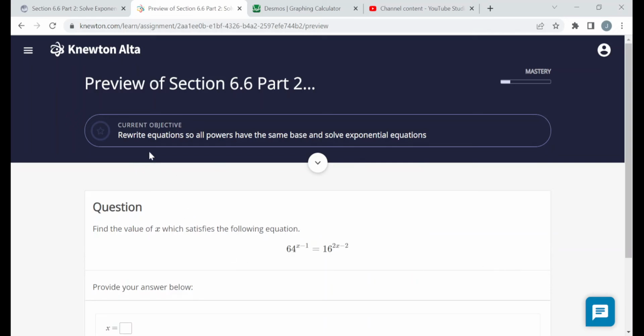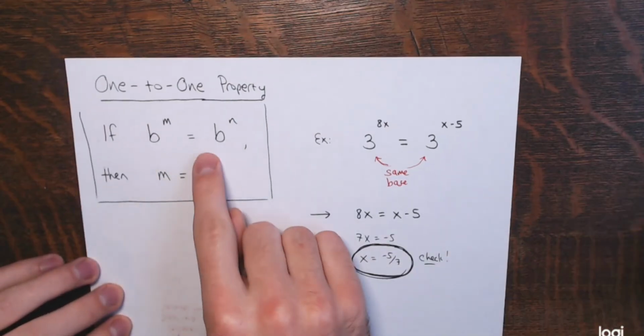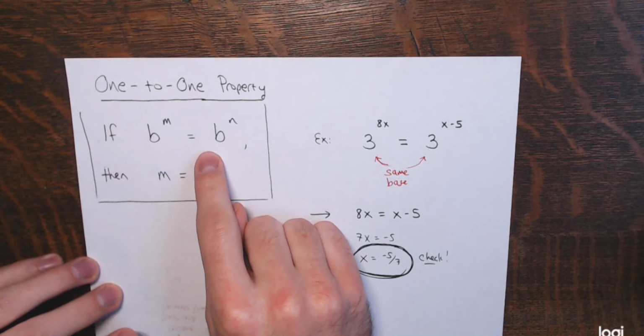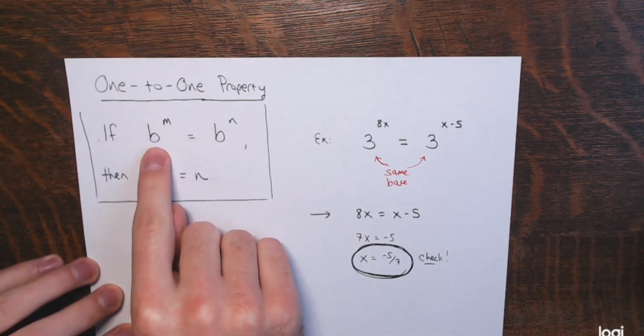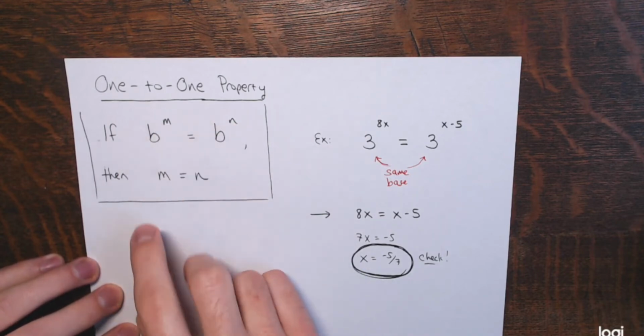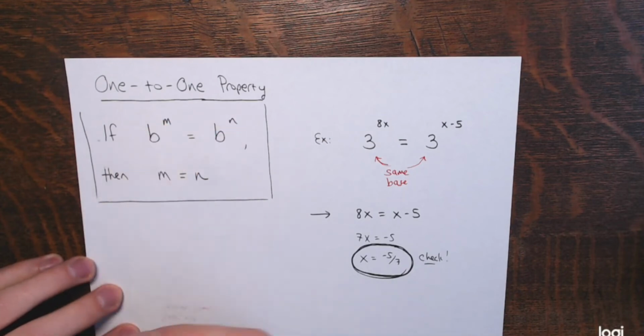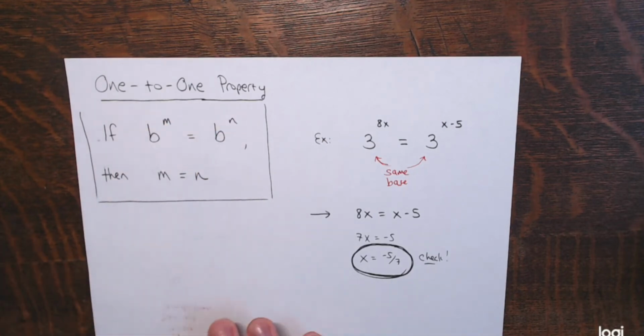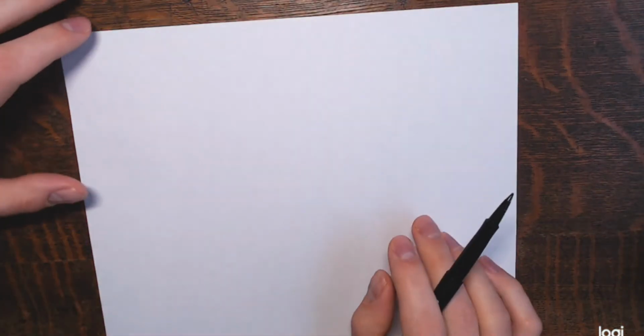All right, so we're here on this objective. Rewrite equations so all powers have the same base and solve exponential equations. So this is going back to trying to be able to use that one-to-one property. I want to use this property eventually for a lot of these equations. So trying to get both sides to be the same base to some power, and then the only way that's going to happen is if the powers are equal, and then we set the powers equal to each other and solve and check. Right? So this equation is going to involve use of some properties of exponents, which I'm assuming you know.